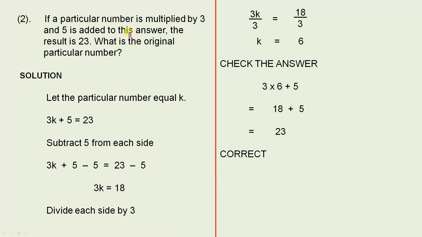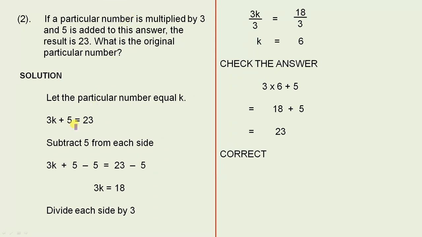Second example. If a particular number is multiplied by 3 and 5 is added to this answer, the result is 23. What is the original particular number? So the first hint tells us that we have to use a pronumeral. So let the particular number equal k. That's the first part. Then we have to form an equation. So 3k plus 5 equals 23. That's what the worded problem is telling us.